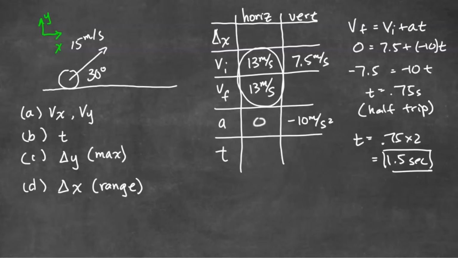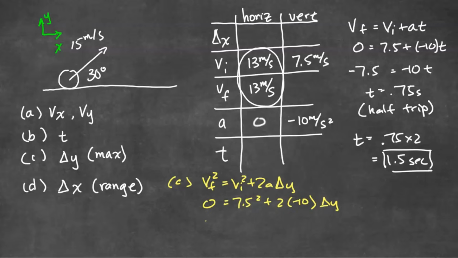For part C, we're looking for the maximum height. What is the peak height? What is that distance? So we're going to use Vf squared equals Vi squared plus 2a delta y. We're going to substitute our known variables and solve for delta y, which we get 2.81 meters.